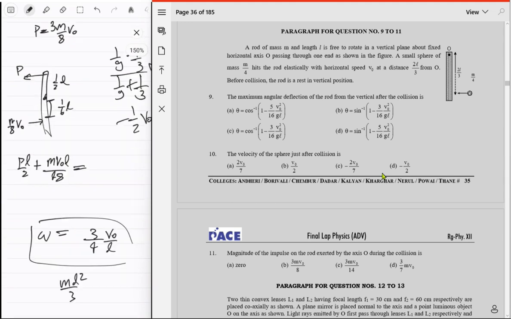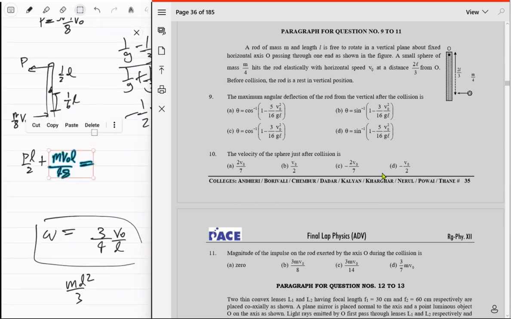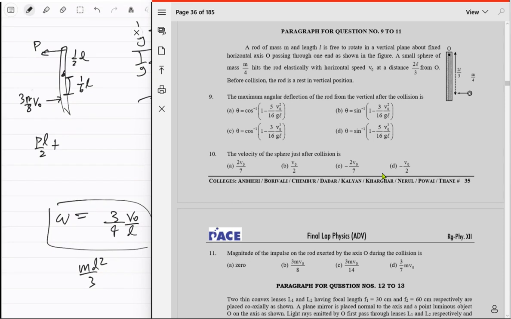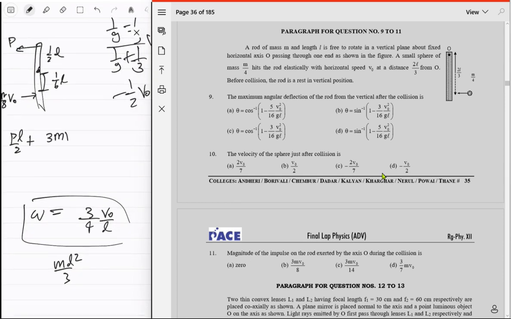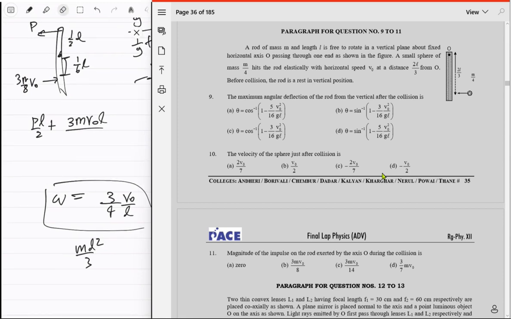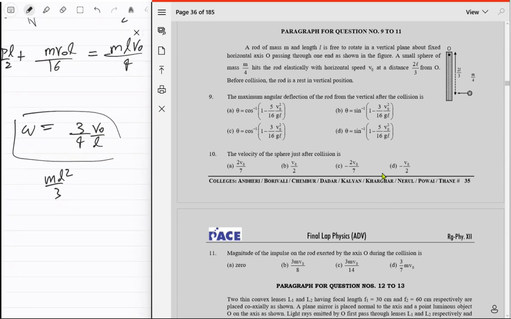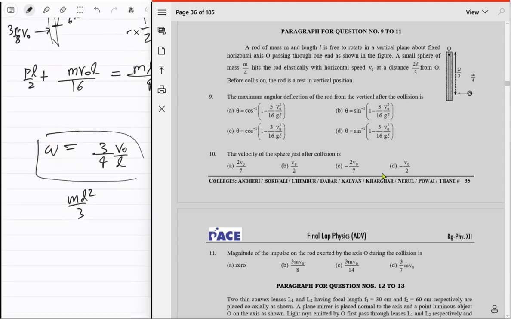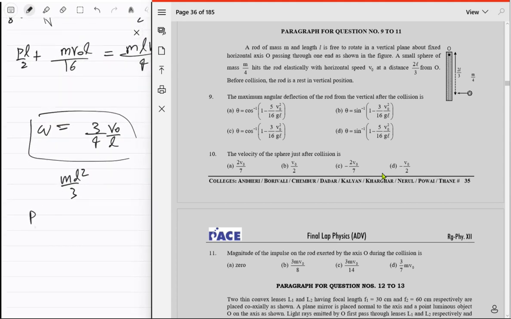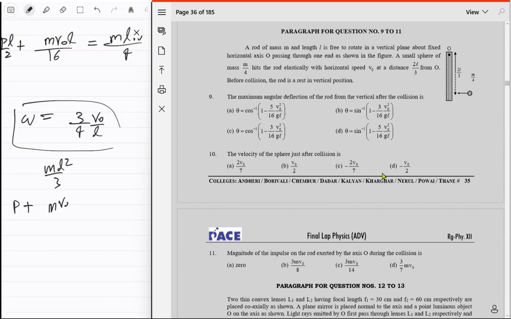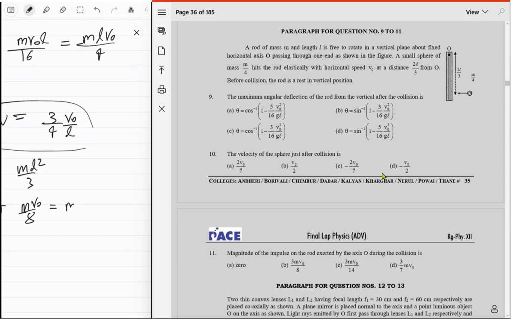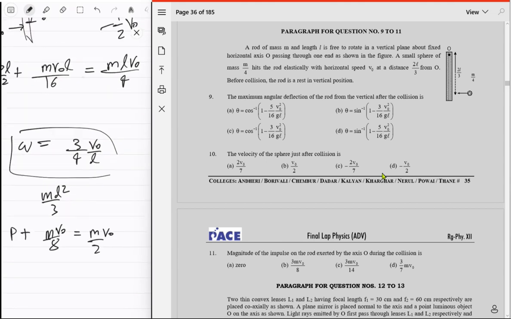So here it is 3 upon 8. Okay, so PL upon 2, then here 3 upon 8 is coming, which means 3 mv naught L upon 6, so that cancels, just 1 upon 16. This is equal to ml v naught upon 4. Yes, yeah, this should work. Okay, let's try it out. Just p plus mv naught upon 8 is equal to mv naught upon 2 is needed by the way, I got that wrong too.